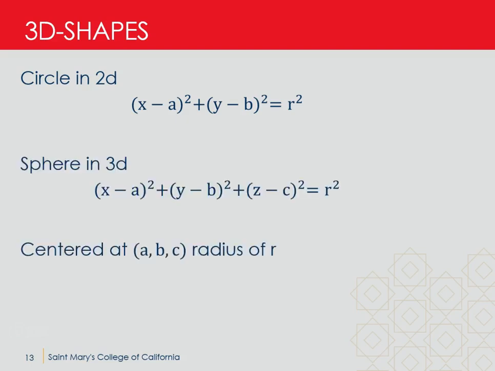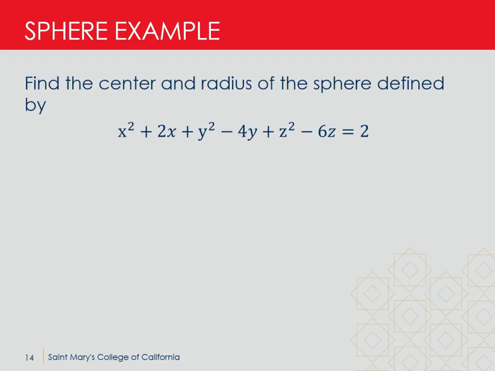Okay, well, similarly, if we want to look at a sphere in 3D, you can see how it's very similar. So we've got (x minus a) squared, (y minus b) squared, (z minus c) squared equals r squared. So this would be a sphere rather than a circle because it's a 3D shape. It's going to be centered at (a, b, c), and it's going to have a radius of r. Okay, so that's a first example of a 3D shape. We have an x, y, and a z coordinate.